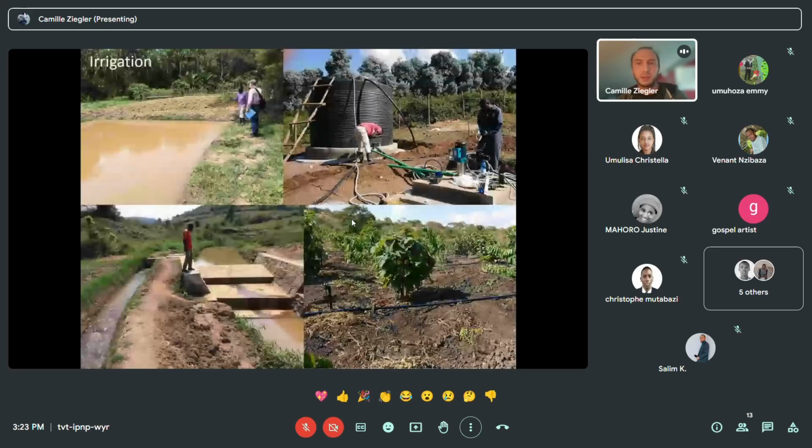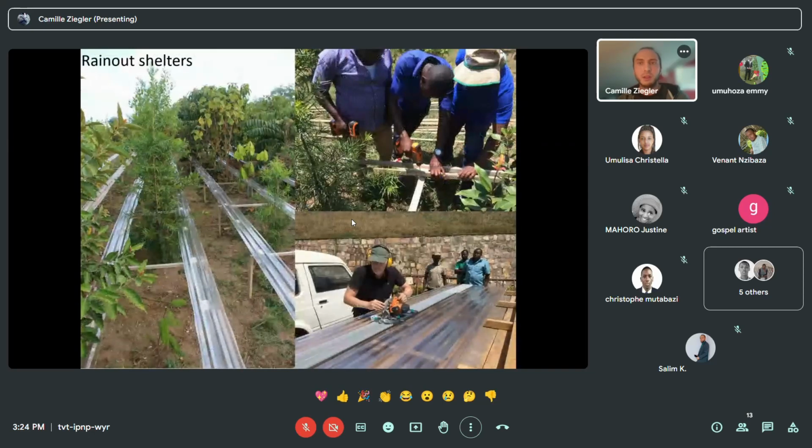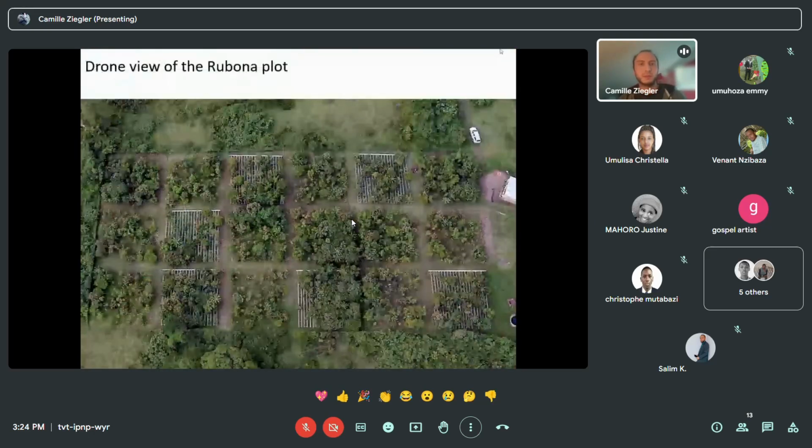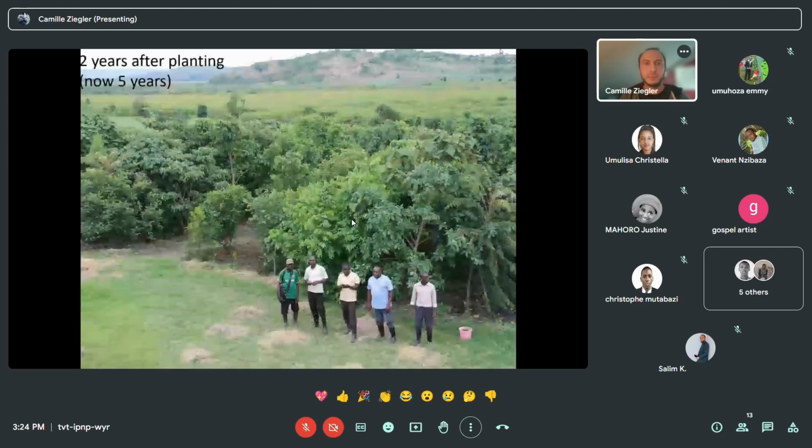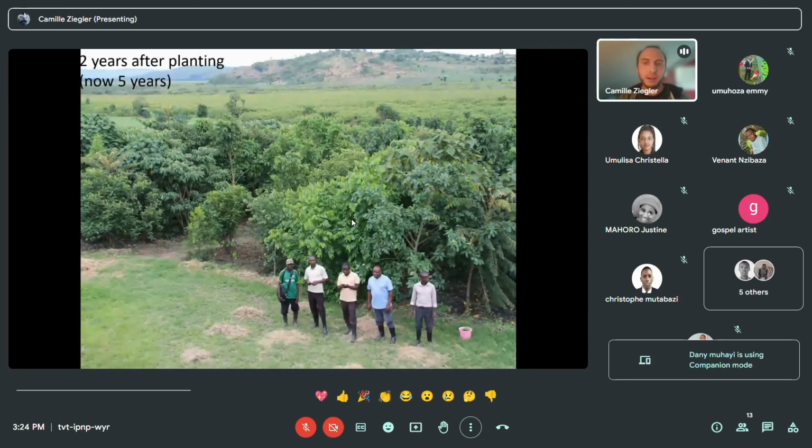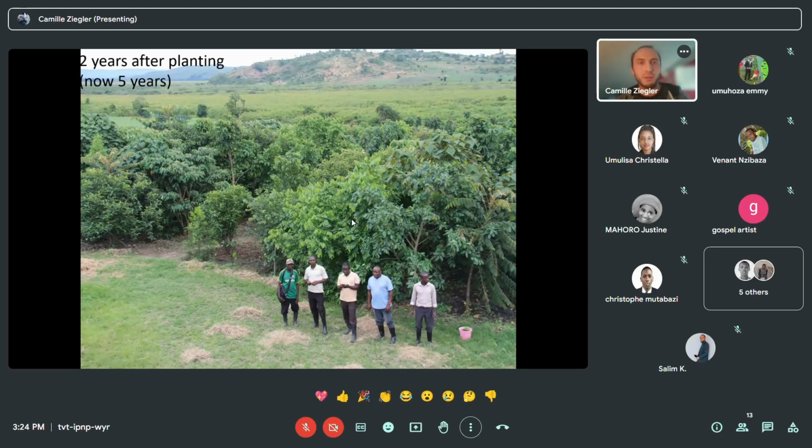A few pictures so you can get an idea. This was at the beginning of the project to set up the irrigation treatment. The colleagues in the project built rainout shelters to divert rainfall from some plots, which mimic dry conditions. And here you have a view from above of the Rubona site after 2 years. You can see on some plots the rainout shelters. This is a picture from the Makera site 2 years after planting. And now it's 5 years, so these trees are much, much taller. They're now small forests.